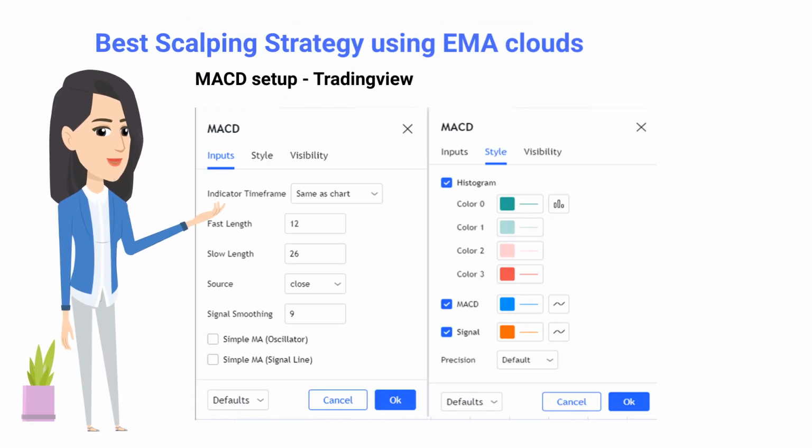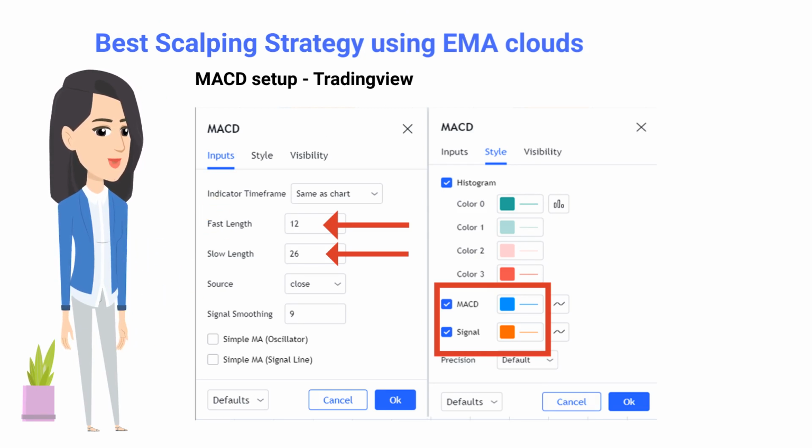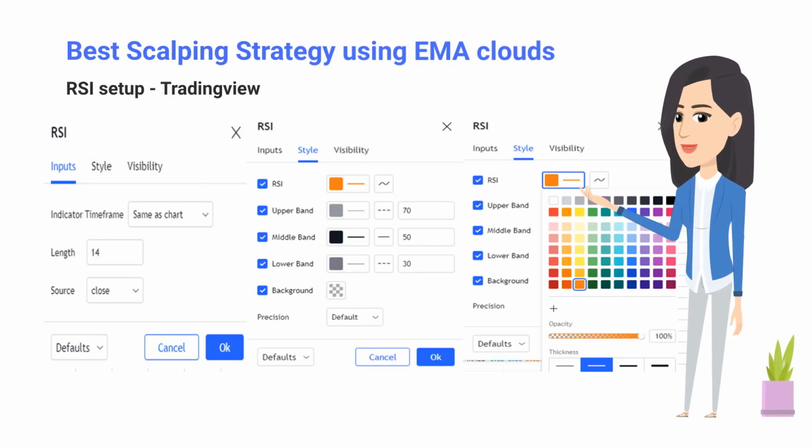Second is the MACD. I am using the default setting for the length. You can customize the color of your MACD line and signal line. In this example, I am using blue for MACD line and orange for the signal line. Third is the RSI. You can customize the color and the thickness of the RSI line, the background, as well as the band. I use second thickness to highlight the middle band or 50 as that is the main one I will be using in this strategy.